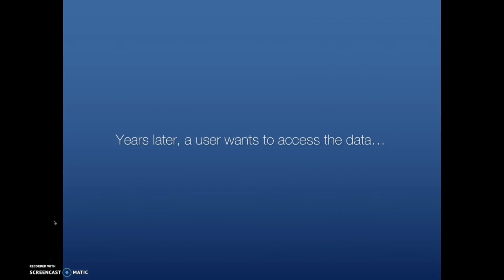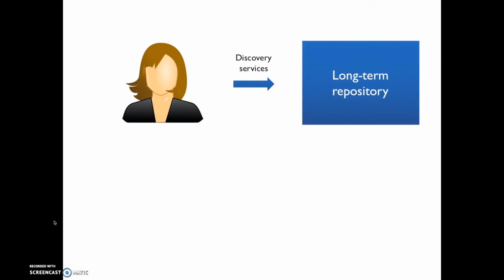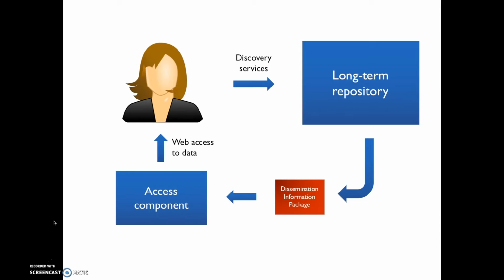So let's imagine that years later a user wants to access the data that we just archived. So this is our user. In order to find the database that she wants to access, she would use the discovery services provided by the repository. She would query, send some terms, find the database. Once she finds the database, she would request a dissemination information package, which could then be handed over to some kind of access component that would explode that dissemination information package, and it would provide, I don't know, services to access the data within that dissemination information package.